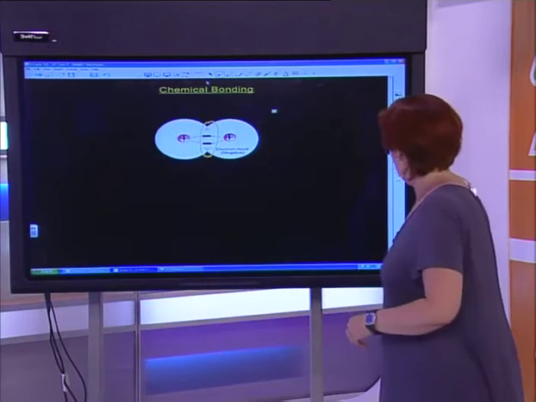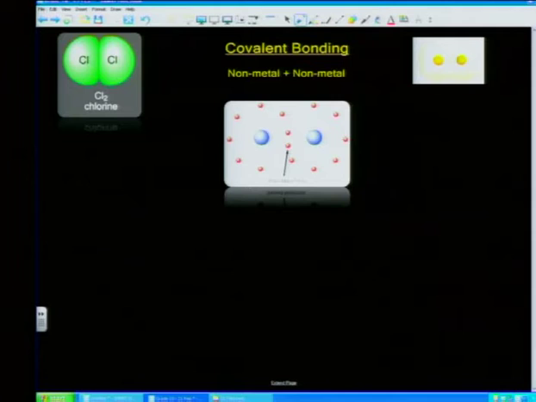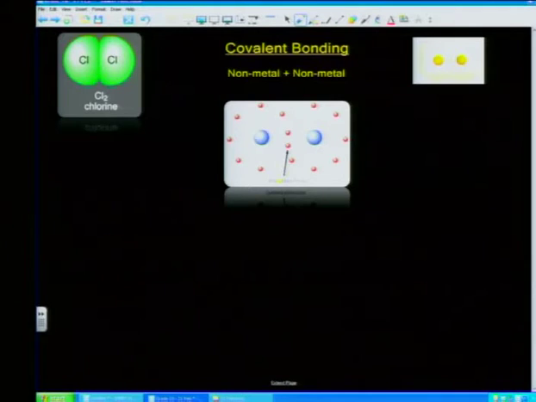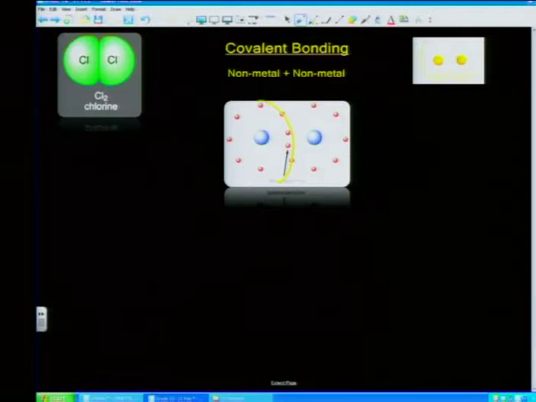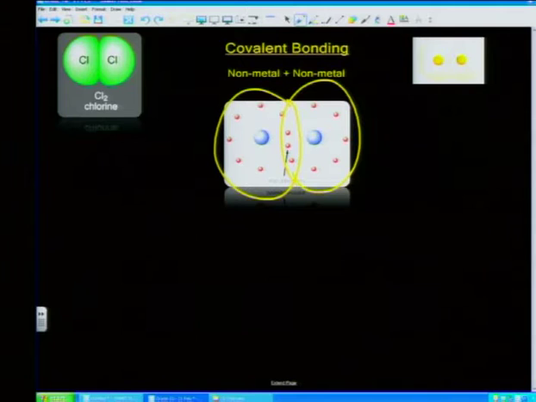Okay, so let's go straight to covalent bonding. We've got a couple of representations. Unfortunately, you can't see my orbitals too well here, so let me just draw these in for you. So what's happened here? Okay, it's close enough. Here we've got a little bit of a shared one in the middle.